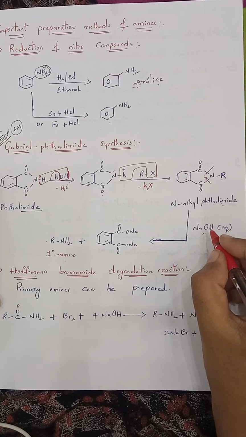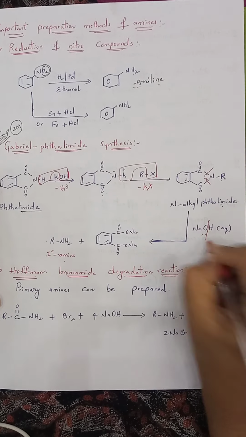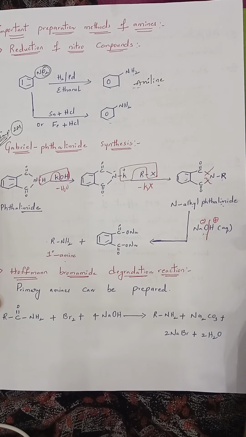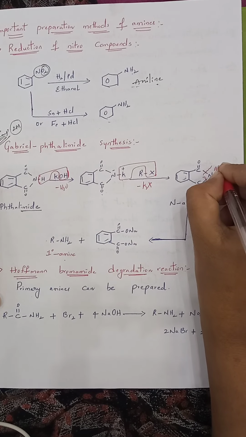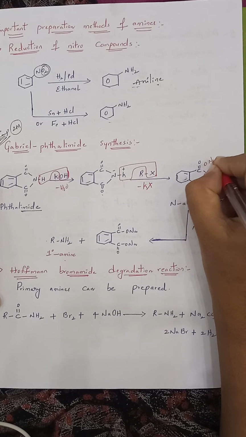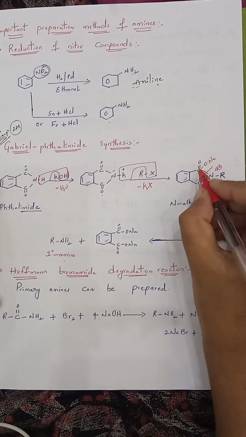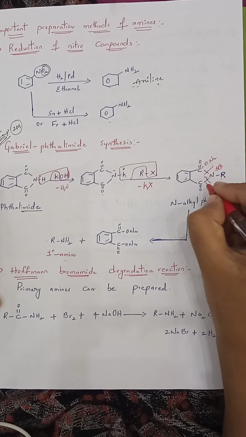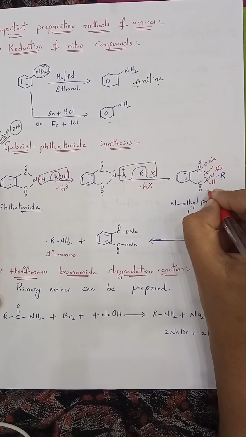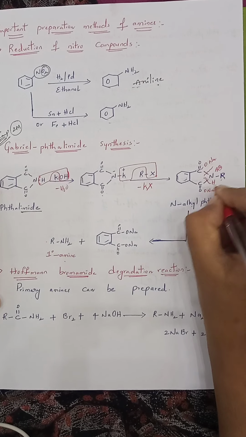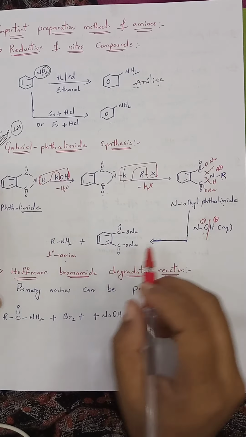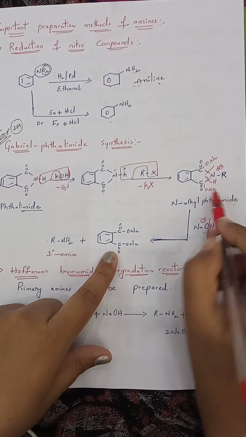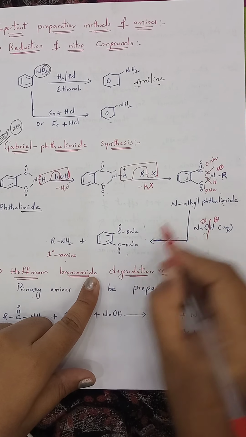NaOH can be split into NaO minus and H plus. Clear? H plus is added to nitrogen, ONa is added to this carbon, giving COONa. In the same manner here also, one more mole of NaOH is added. H is added to nitrogen, ONa is added to this carbon. Then what will we get? COONa, COONa, that is what is released here. And what is left here?